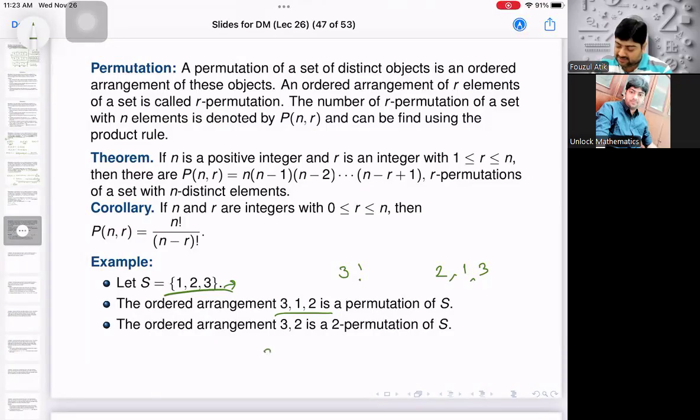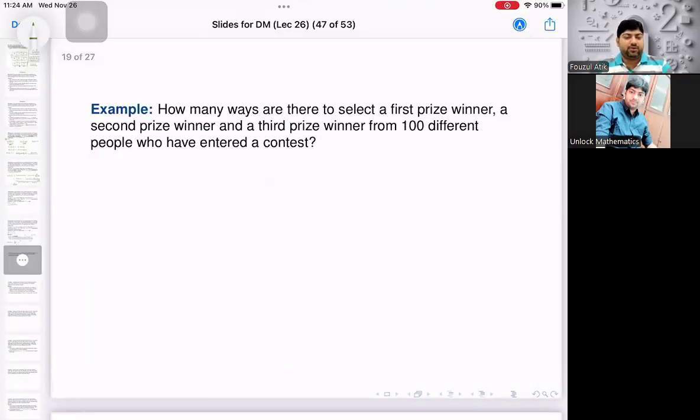Again, how many 2 permutations? So 3, 2, this is a 2 permutation. Or 1, 2, this is another 2 permutation. How many 2 permutations are possible from the set of 3 elements? It is P(3, 2). So basically 3 factorial divided by 3 minus 2, so 1 factorial. So it is again 3 factorial. Clear? Okay.